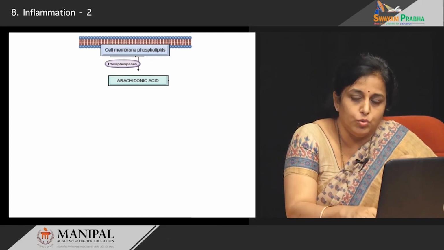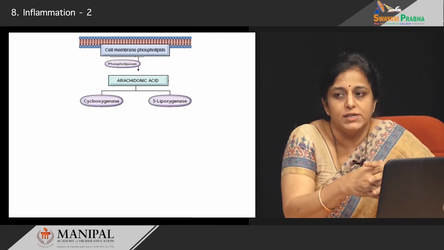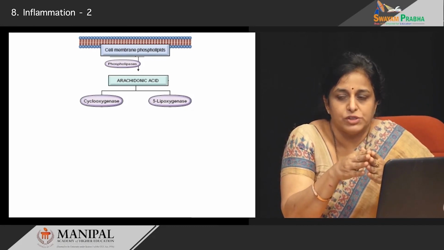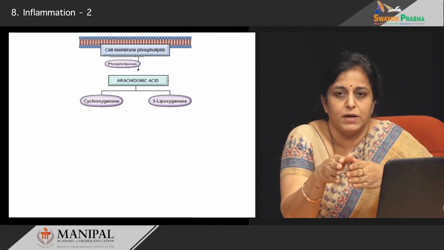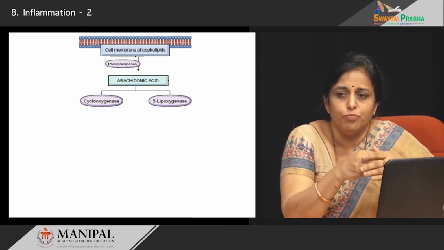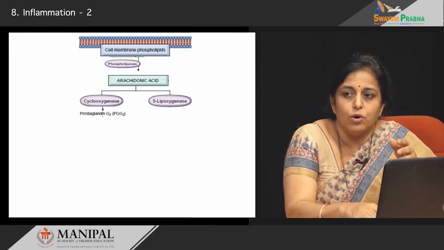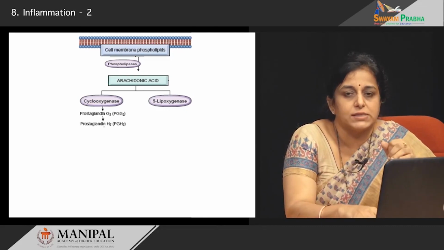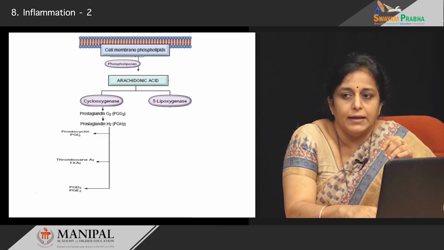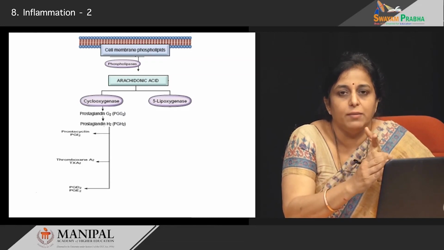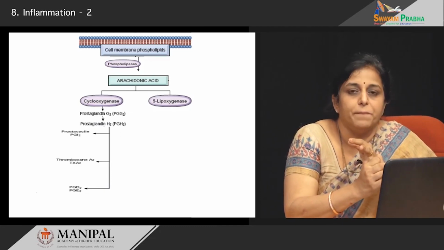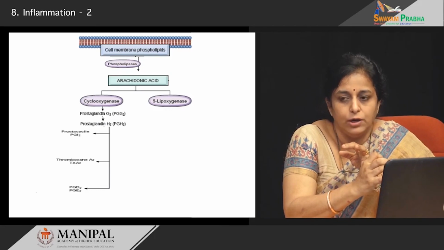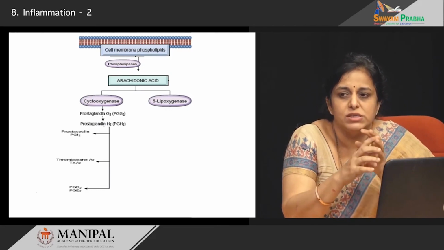So, arachidonic acid is metabolized through two pathways, the cyclooxygenase pathway and the lipoxygenase pathway. Remember L for lipoxygenase: leukotrienes are formed from the lipoxygenase pathway, whereas the cyclooxygenase pathway gives rise to prostaglandins. Through the cyclooxygenase pathway, you have the generation of prostaglandin G2, which gets converted to prostaglandin H2, and then it gives rise to further potent chemical mediators, which are prostacyclin or PGI2, thromboxane A2 or TXA2, and PGD2 and PGE2.